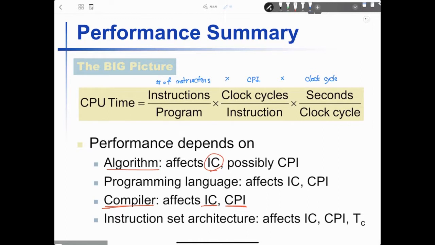Programming language, like C or Python, definitely makes the number of instructions and CPIs different. And the instruction set architecture, which defines what kind of instructions are supported, changes the number of instructions. For instance, if the processor provides very complicated instructions, then maybe you can reduce the number of instructions. Or it also changes the CPI part and also the clock frequency or clock period.